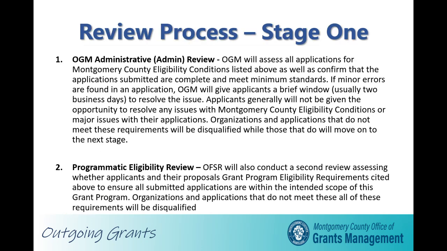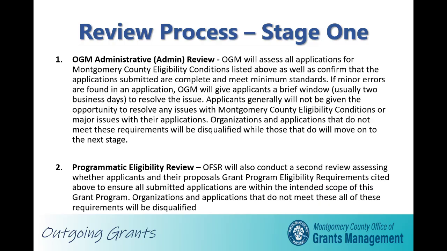In terms of the review process for stage 1, it's pretty straightforward. There is an Office of Grants Management administrative review. This is just checking SSTAT. This is checking those Montgomery County eligibility requirements. If minor errors are found, if your SSTAT number is off by a little bit, we will give applicants a brief window to resolve the issue. But if it's a major issue, if you're not in good standing, that cannot be resolved in just 2 business days. So I encourage you to check those statuses now. And organizations and applications that do not meet these requirements will be disqualified and not even passed along to the next stage.